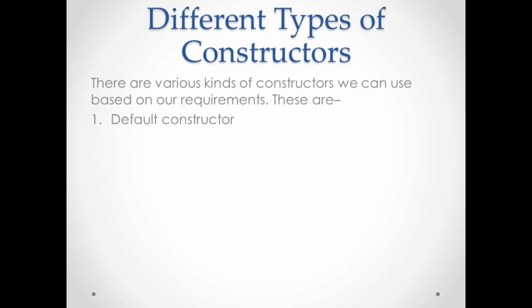Number 1, default constructor. The constructor that is given by the Java compiler. Number 2, parameterized constructor. The constructor that we design ourselves to initialize an object of a class with some instance variable set. And the last one is copy constructor, which is used to clone a certain class to duplicate one object.